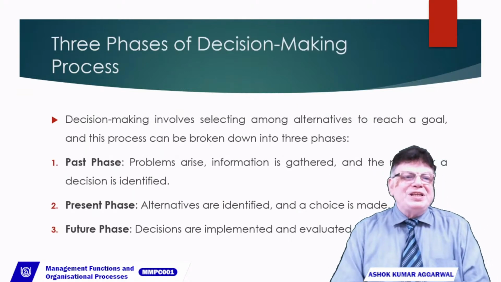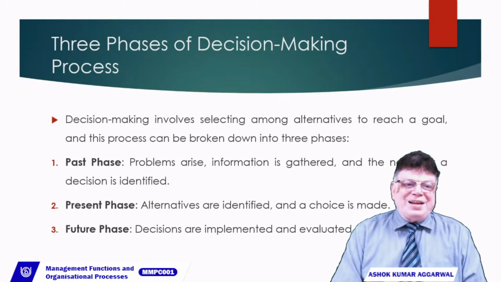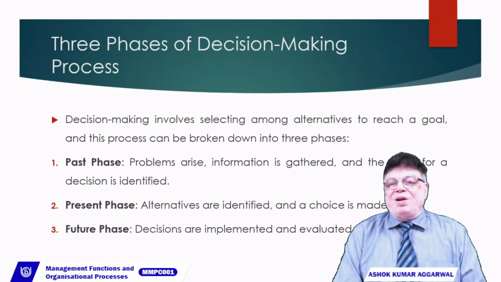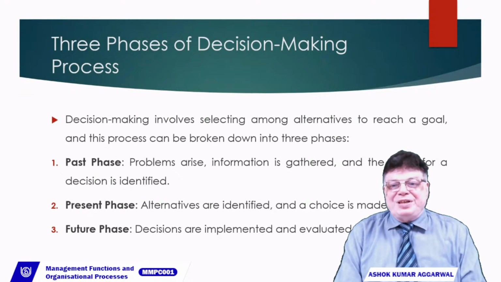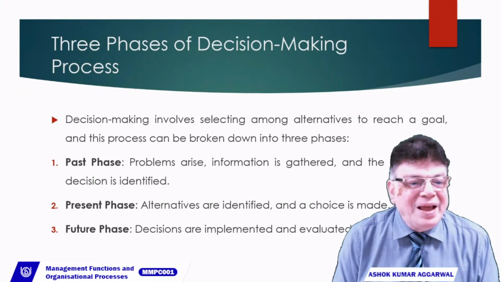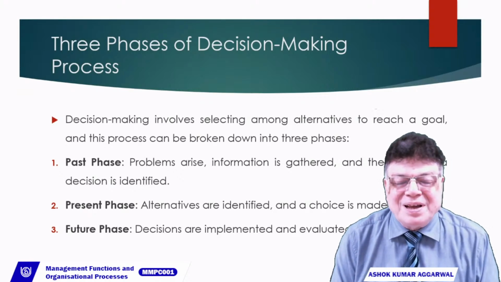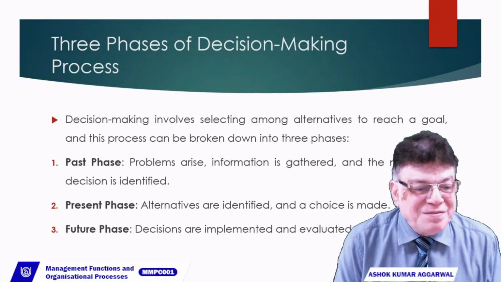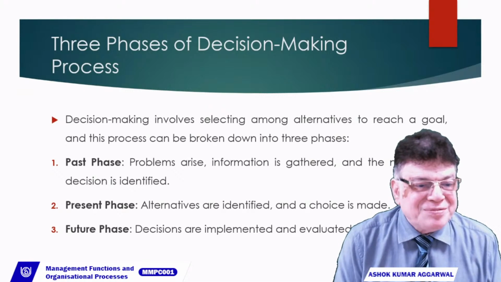The 3 phases of the decision making process are past phase, present phase, and future phase. Decision making involves selecting among alternatives to reach a goal, and these processes can be broken down into 3 phases: past phase, present phase, future phase.